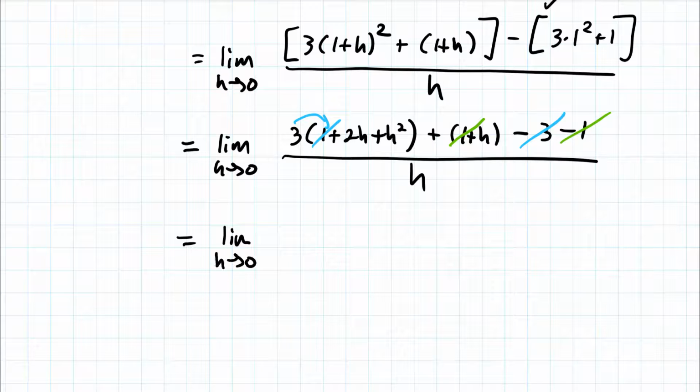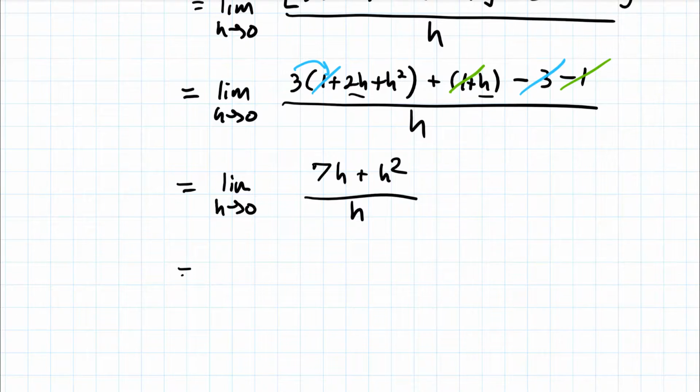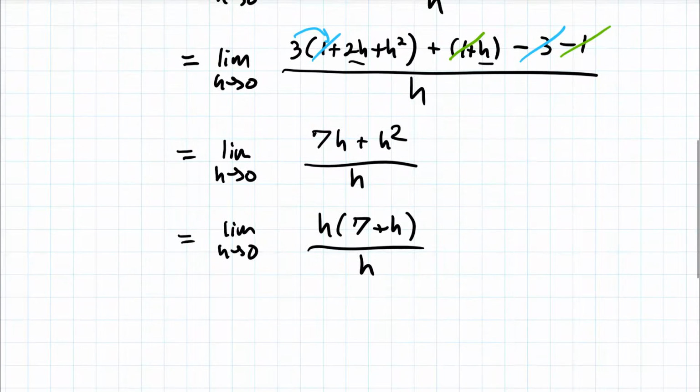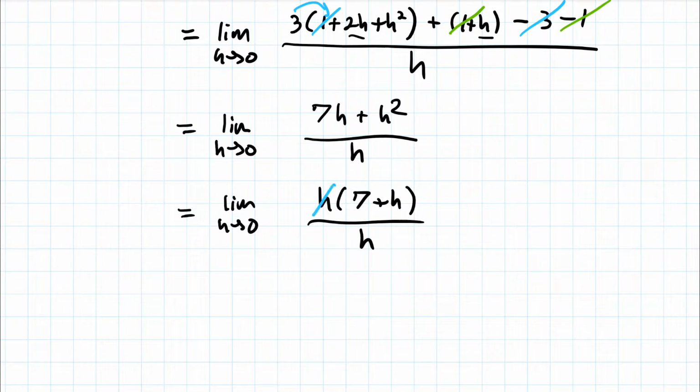Now let's collect terms. So we have 2 h's there, again times 3, so that'll be 6 h's, and another h there, so 7 h's, plus an h squared all over h. And we can factor out an h now on the top. So it's h times (7 plus h) all over h. And at this point, we can cancel.